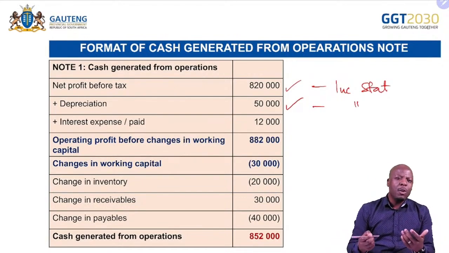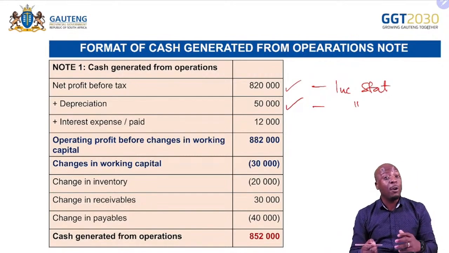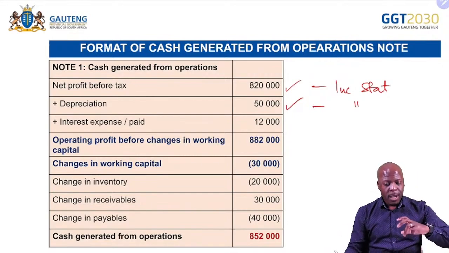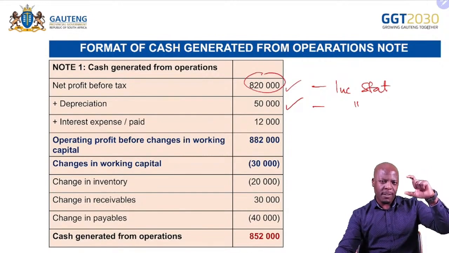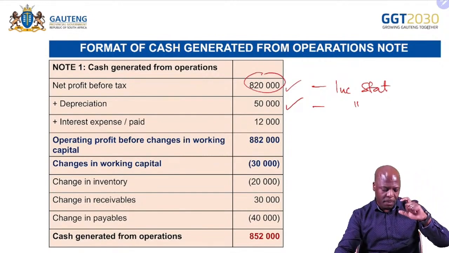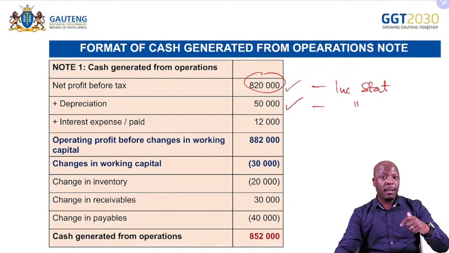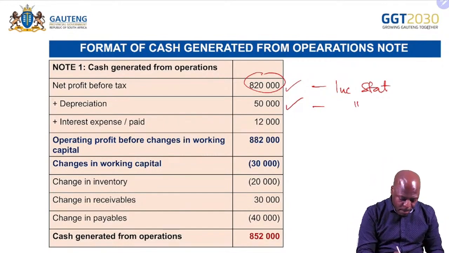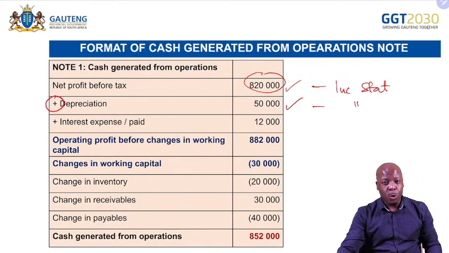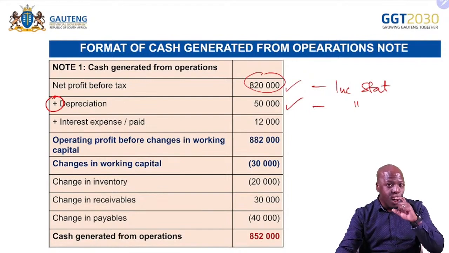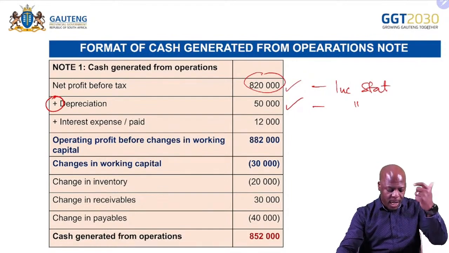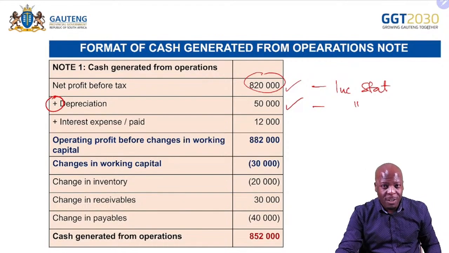Very important. Depreciation is a non-cash item. And if depreciation is a non-cash item, in this case, we are doing a cash flow statement. That means in my income statement, for me to arrive at the net profit before tax here of 820, under my operating expenses, I subtracted a particular expense, and that expense is called depreciation. But it is a non-cash item. What do I do? When I come to this note, I add back that depreciation. So depreciation is added in this note mainly because it is a non-cash expense. So I add it back to my net profit before tax.